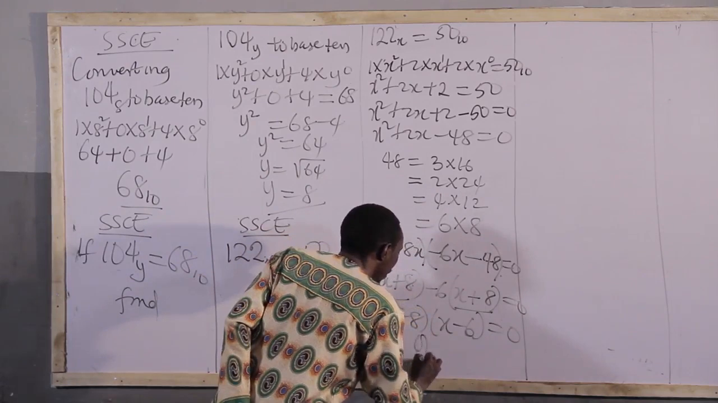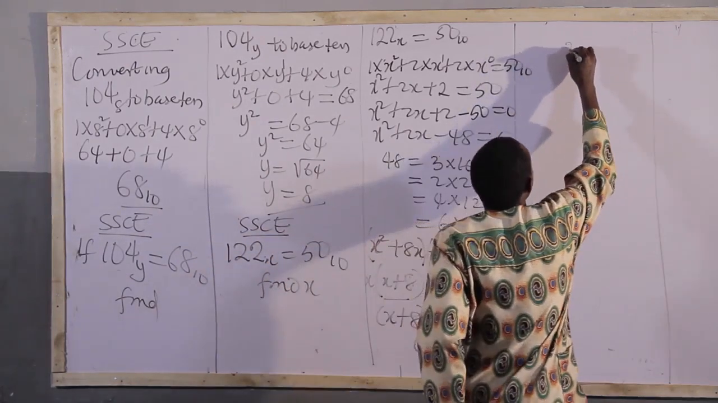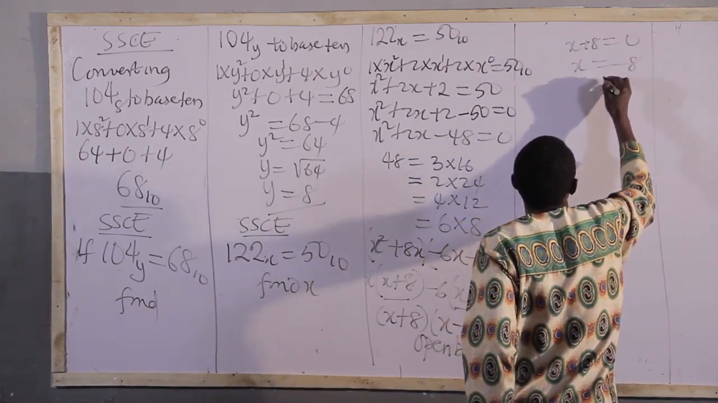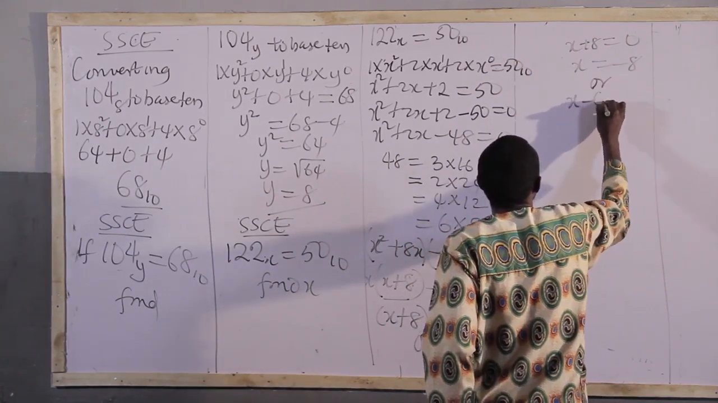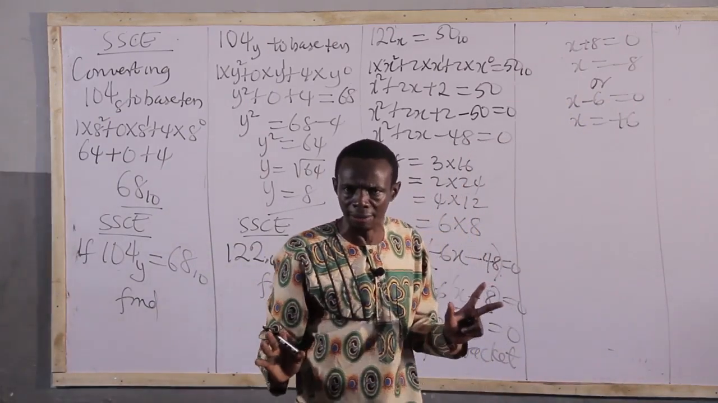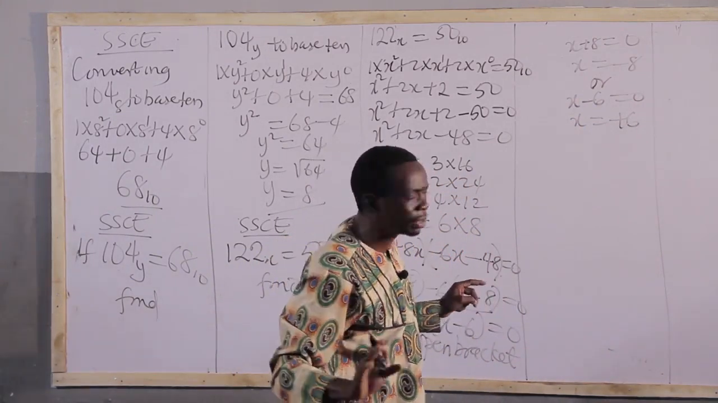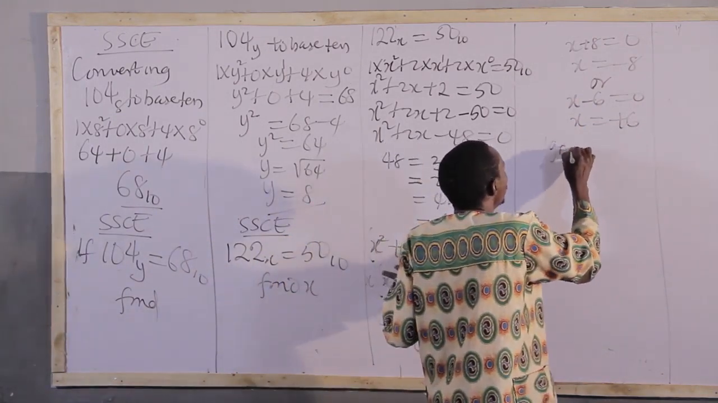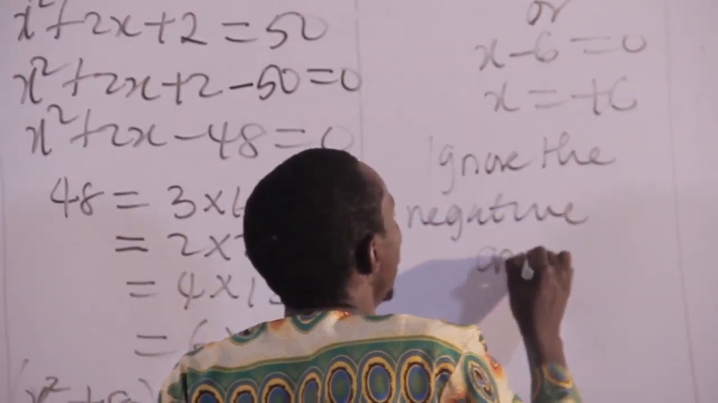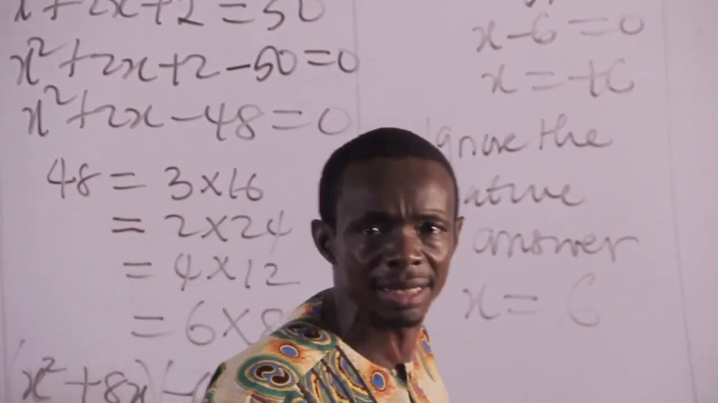Equals 0. When I open the brackets, I have s plus 8 equals 0, so s gives us minus 8. And the other one, s minus 6 equals 0, so s gives us plus 6. You know we are working with the base system, so s cannot be a negative value. s must be positive, so I ignore the negative answer. My answer will be s equals 6, so base 6 is the answer.